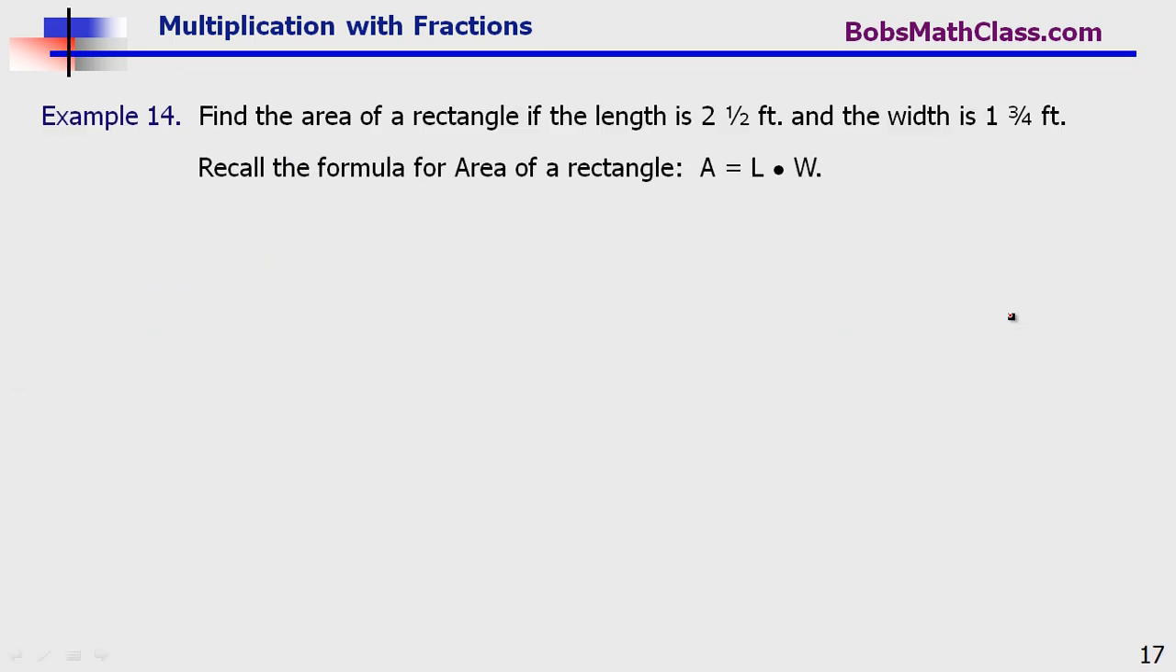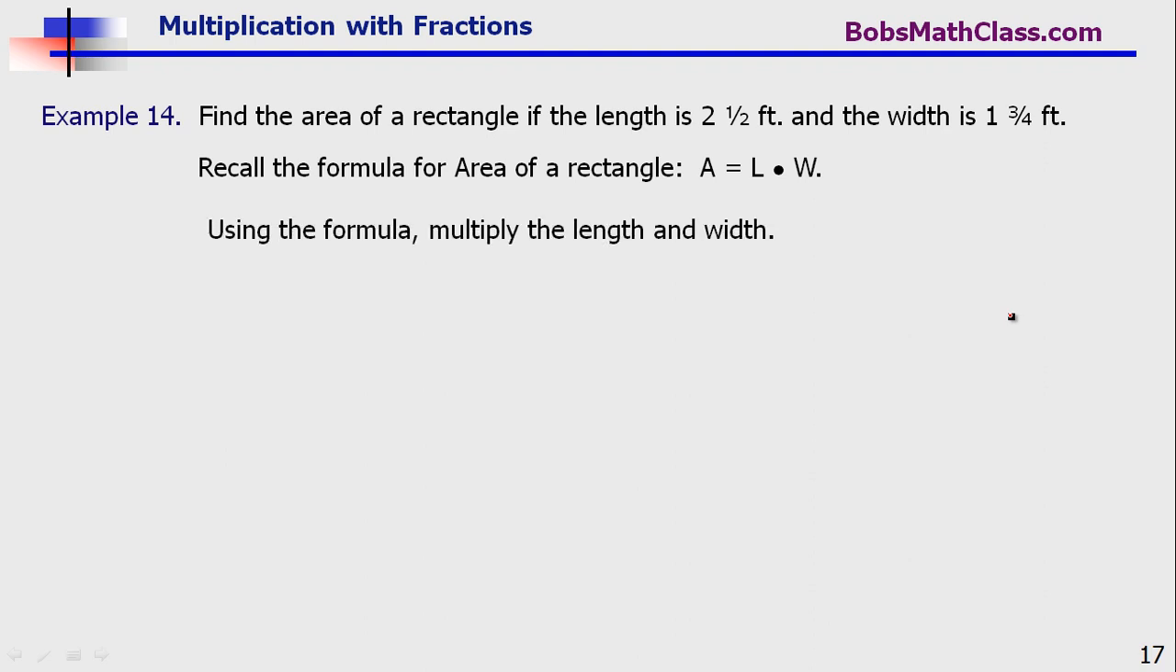Okay, next one. Find the area of a rectangle if the length is 2.5 feet and the width is 1 3/4 feet. And remember the formula for area of a rectangle. Area is length times width. So we simply need to multiply the length and the width. 2 1/4 times 1 3/4. Oops, sorry, 2 1/2 times 1 3/4.